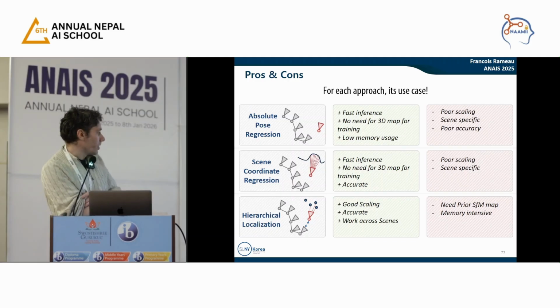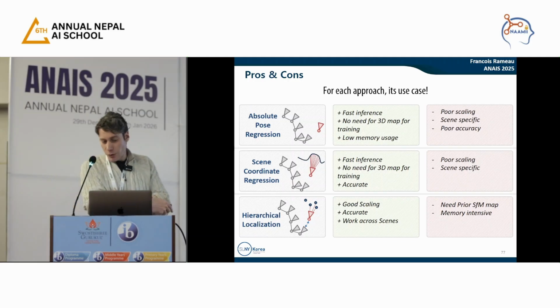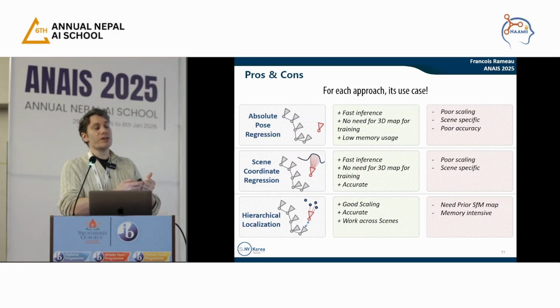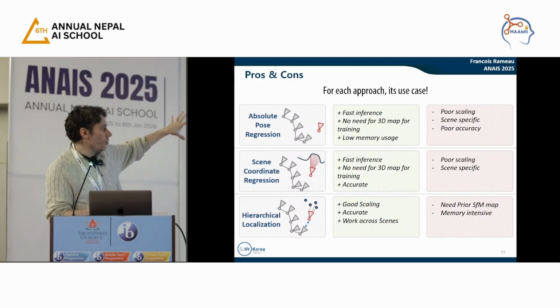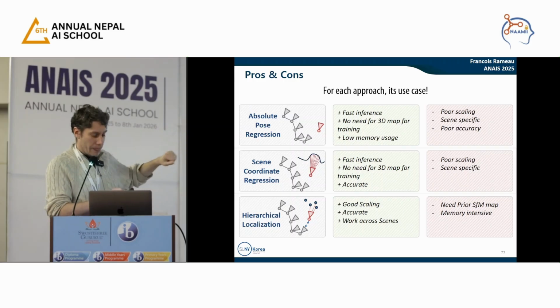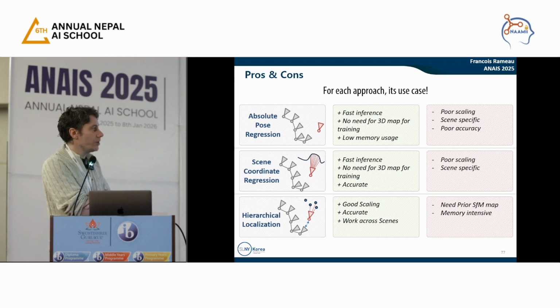And finally, hierarchical localization has amazing accuracy and very good scaling, but then you need to go through this entire SFM reconstruction. You have bad privacy, which I forgot to write here. It's memory intensive, et cetera. And there are a few more techniques, but here are, I would say, the main families that you will face. So there are plenty of future directions that you can follow in visual localization.